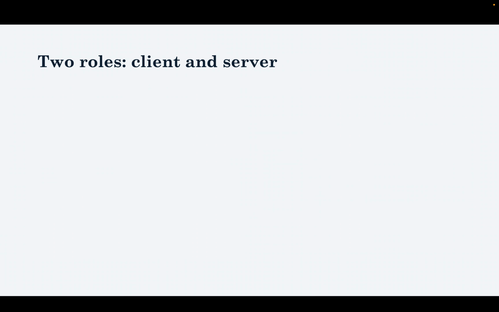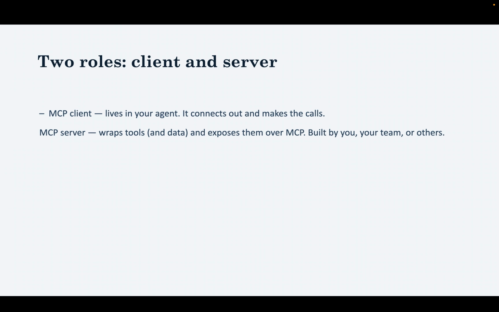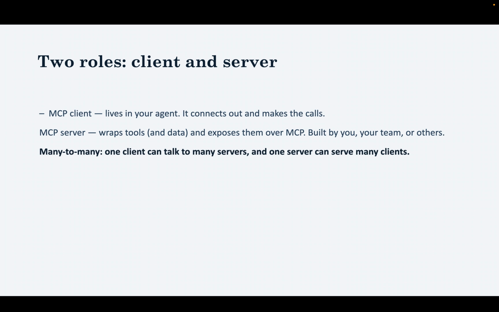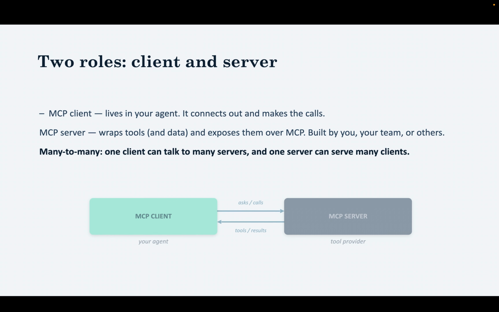Two roles, client and server. The MCP client lives in your agent, it connects out and makes the calls. The MCP server wraps tools and exposes them over MCP, built by you, your team, and others. Many-to-many relationship, this is very important. One client can talk to many servers, and one server can serve many clients. The MCP client, that is your agent, makes a call to the MCP server, which returns the result.